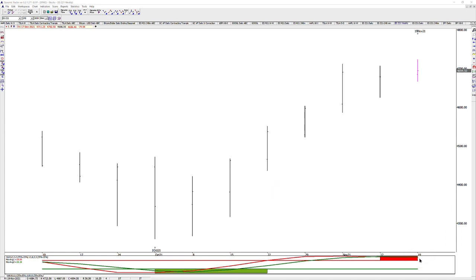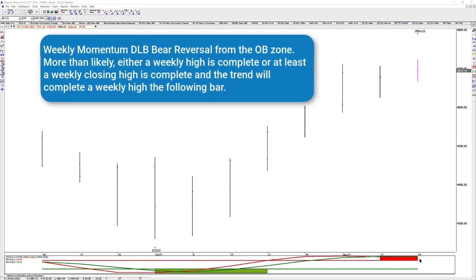So that's fairly significant. What I usually say when a market is in a dual look-back overbought position is that the upside is probably pretty limited before a weekly high is complete. And if the market then finally makes, in this case, the weekly dual look-back bear reversal, more than likely, if it hasn't completed a weekly high in that weekly bar, it's going to within the next week. And more than likely this would end up being the closing high for the week, or for the trend before we made the weekly bear reversal.